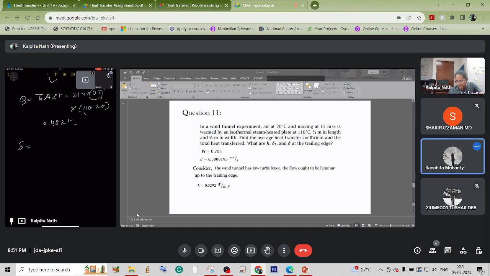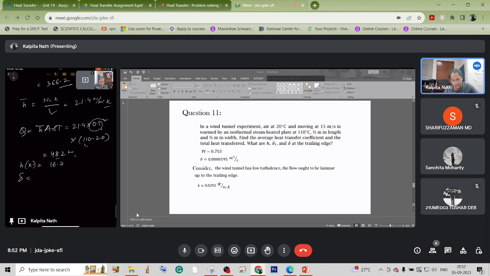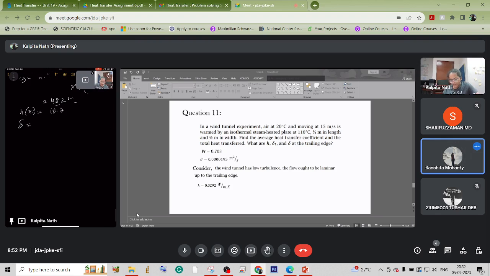So then, as I said, the local one also you'll calculate, local heat transfer coefficient. That will be 10.7, which is half of this overall heat transfer coefficient. This one, right? Yes, ma'am. And then delta at x equal to L, that is at the trailing edge, will be 5 into L into root over Re_L. So this will come out to be 3.97 mm.